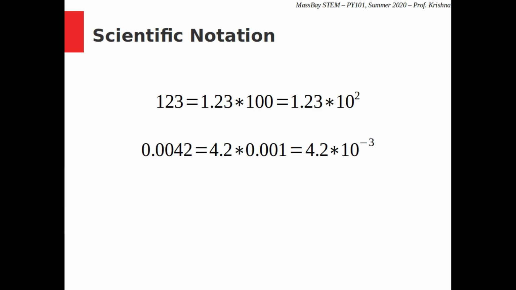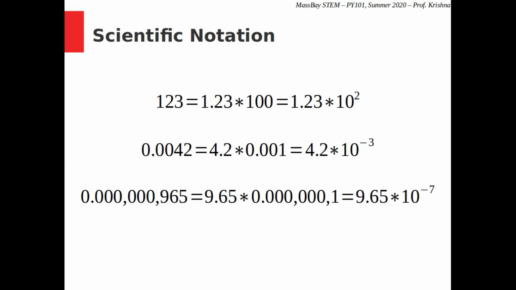Likewise, the number 0.0042 equals 4.2 times 0.001, which is 10 to the power of negative 3. So we would write this as 4.2 times 10 to the power of negative 3. And the number 0.000000965 would be written as 9.65 times 10 to the power of negative 7.